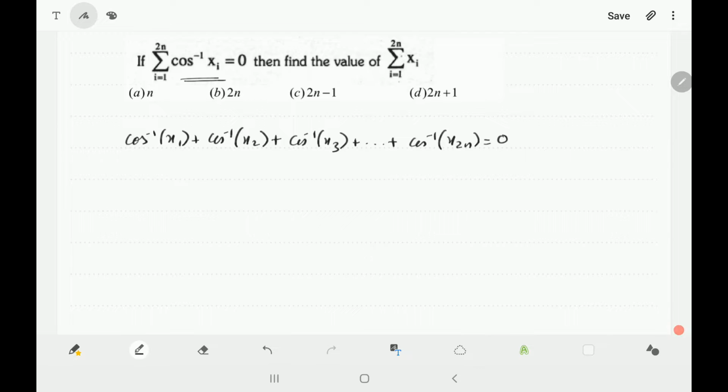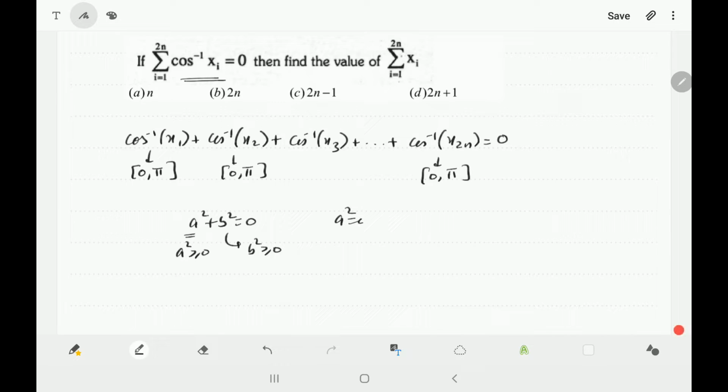is equal to 0. Okay. Now this is simply like the value of cos inverse x lies between 0 to pi. Similarly, this value is also lying between 0 to pi, and all these cos inverse terms will lie between 0 to pi. Now if I tell you like a square plus b square is equal to 0, now you already know that a square is always greater than or equal to 0 and b square is also always greater than or equal to 0. So the sum of these terms will be equal to 0 if and only if a square is equal to 0 and b square is equal to 0.